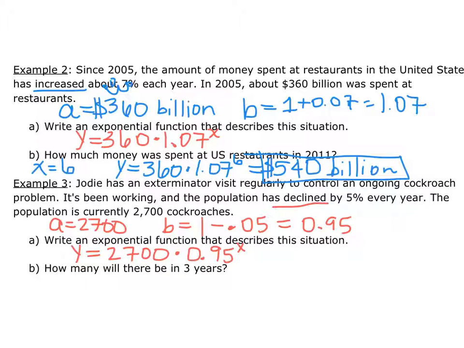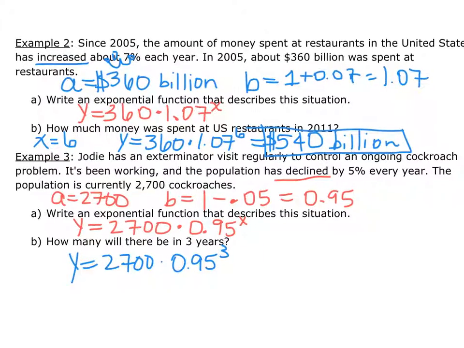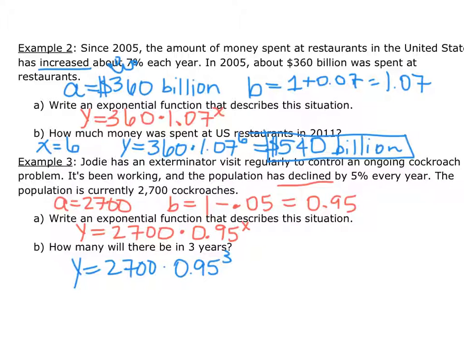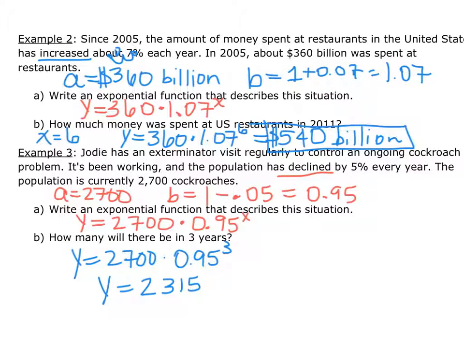So then on part B, Brandon, you said we're going to put 3 where? For the x. Perfect. So we're going to say y equals 2,700 times 0.95 to the 3rd power. So what does that give me? What is my y value? 2,314.91. Let's go ahead and round that up to 15 because we can't have part of a cockroach. So in 3 years, the cockroach population will only be 2,315.